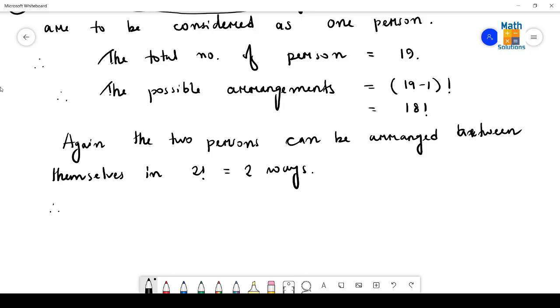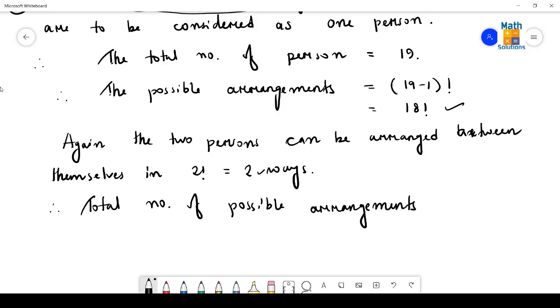Therefore, by the fundamental principle of multiplication, we need to consider both these things, and we can write, therefore, the total number of possible arrangements will be equal to 2 into 18 factorial. So this factorial notation will be there on 18 only. So 18 factorial.